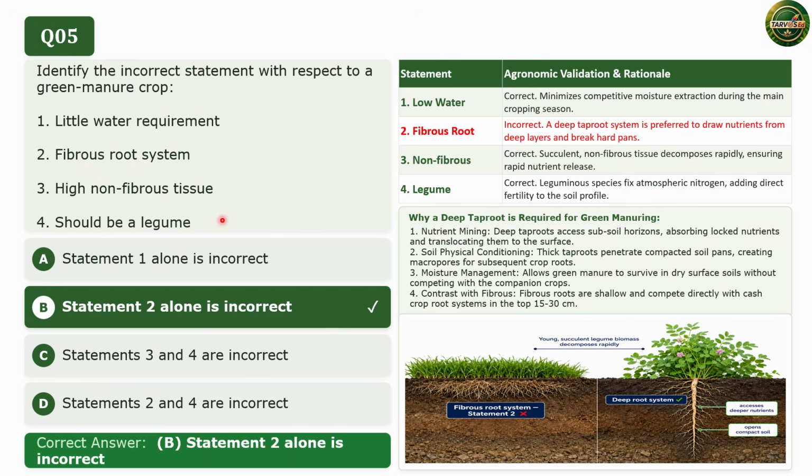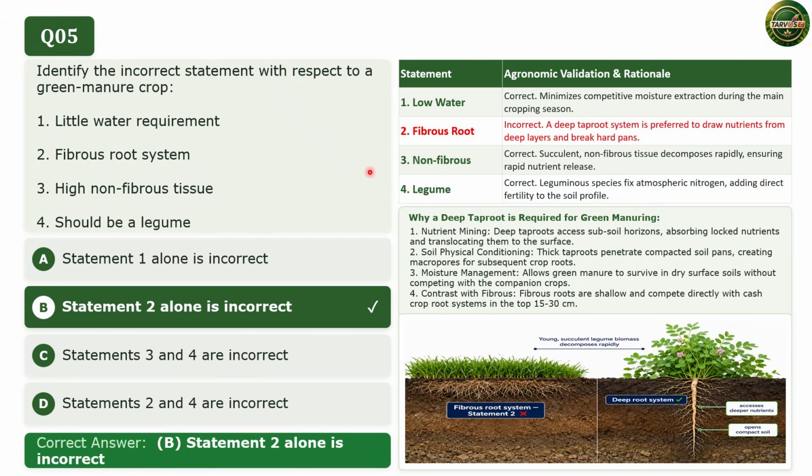To naturally improve the soil fertility and soil structure, and also suppress the weeds, we have to look into the features of the plant which help to achieve those goals. First one is low water requirement is preferred, because the green manure crop should not exhaust the present soil moisture, right? Next one is non-fibrous and succulent shoot tissues are preferred because it decomposes rapidly after the incorporation. And third, the legume crop is preferred because the symbiotic bacteria can fix the atmospheric nitrogen, which adds direct fertility to the soil profile.